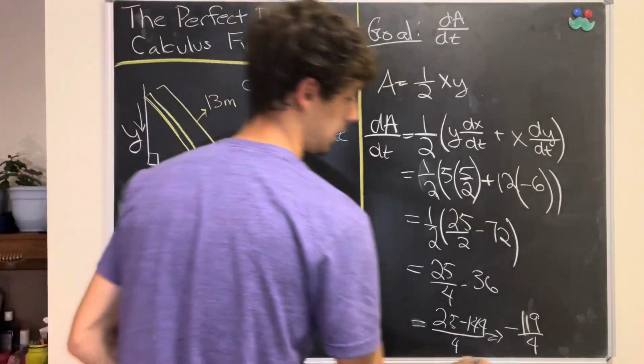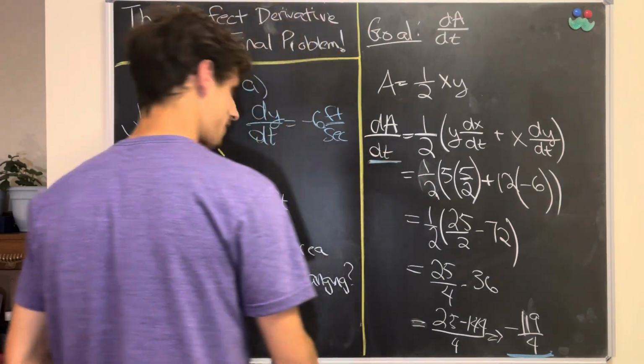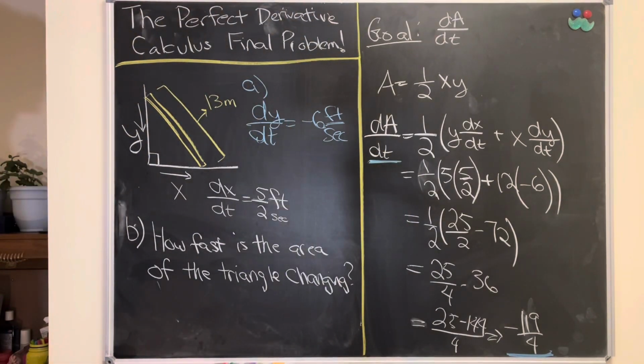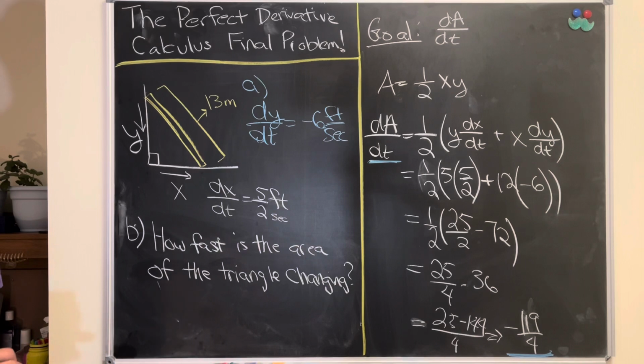So this right here, -119 over 4, is dA over dt, how fast the area of the triangle is changing with respect to time. Okay, once again, I'll bring that up here, and I'll probably color code it in something different than blue, maybe orange or red, and then we'll move on to part C.